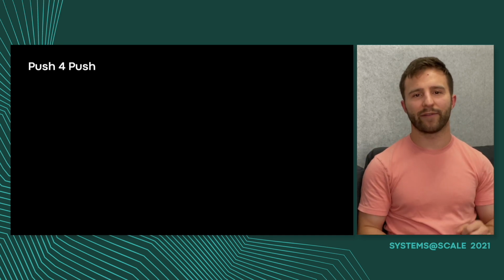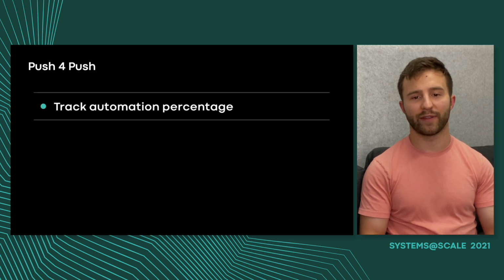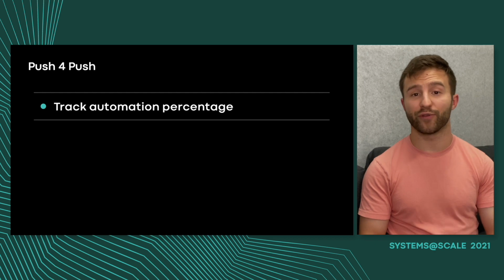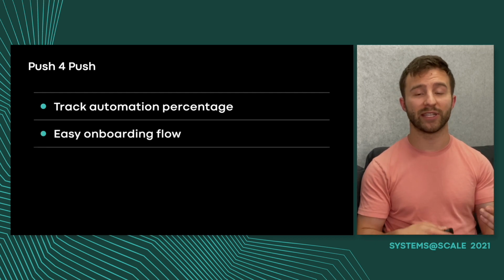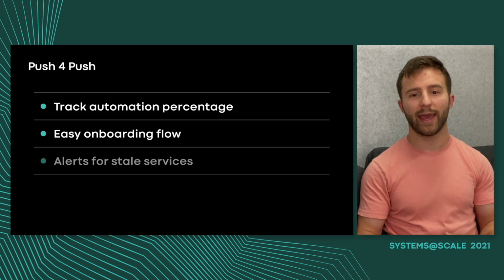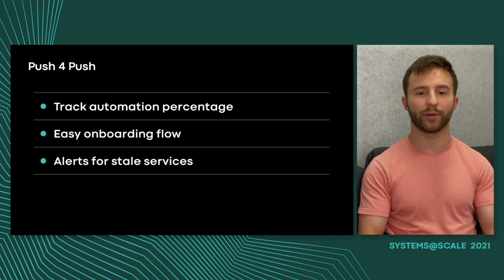Instead, a company-wide effort known as Push for Push was started, and at its essence, Push for Push did three things. It tracked the percentage of automated services at Facebook. It created easy onboarding tools that would help teams switch over to conveyor and push. And it created staleness alerts for teams that weren't updating their services regularly.